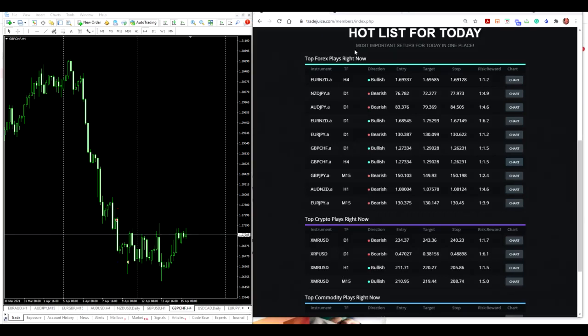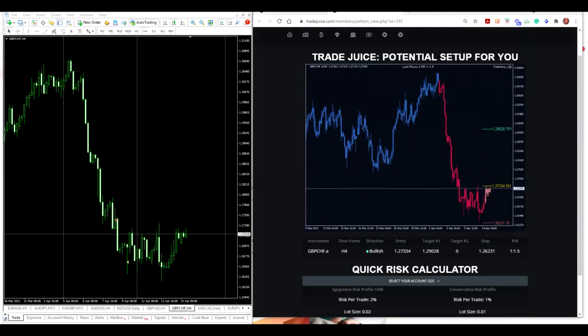Hi guys, I'm on the hot list today for Tradejuice, and one of the trades amongst all the many here that I'm looking at trading is the pound CHF 4-hour chart. There it is displayed there, telling me my entry point, risk, target, stop loss, and so on.